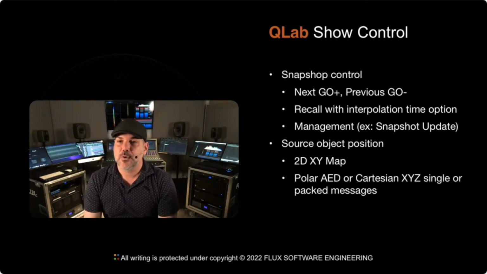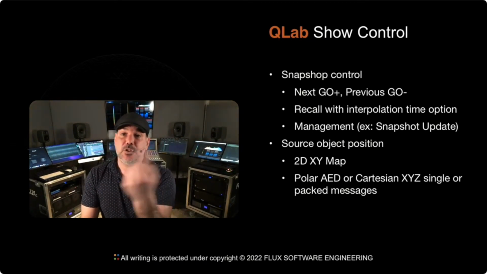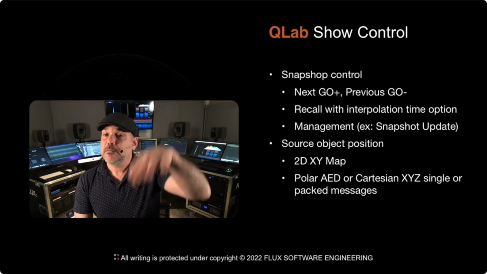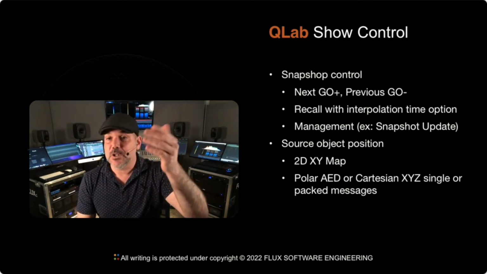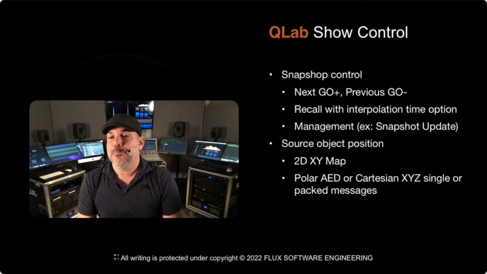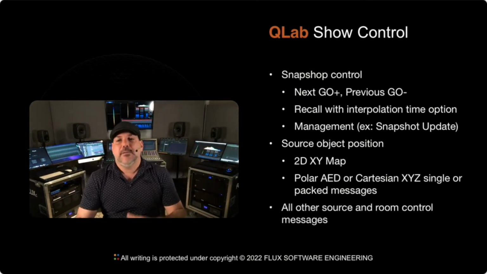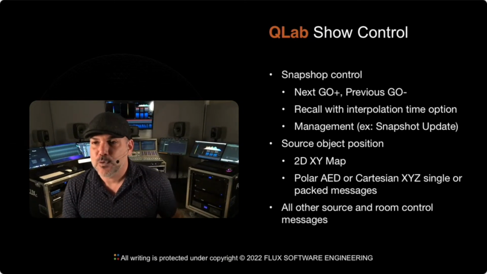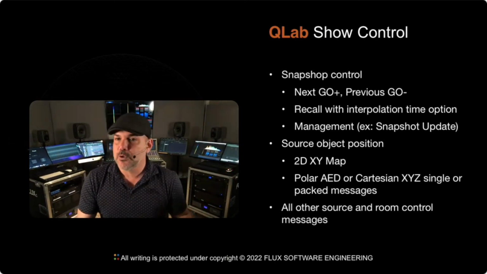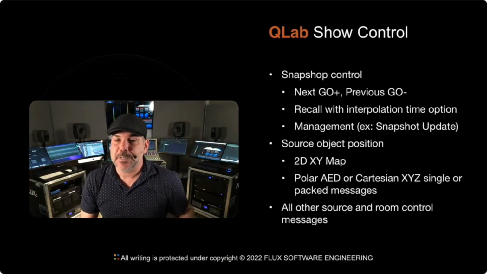We come from this world. AED polar, meaning azimuth, right? 360-degree azimuth. Elevation, if we are dealing with elevation, but the other one would be distance of the source in the SPAT environment. Good stuff. And then all other source and room control messages. Mute the room, bring down the level of what we call a room, a virtual space.